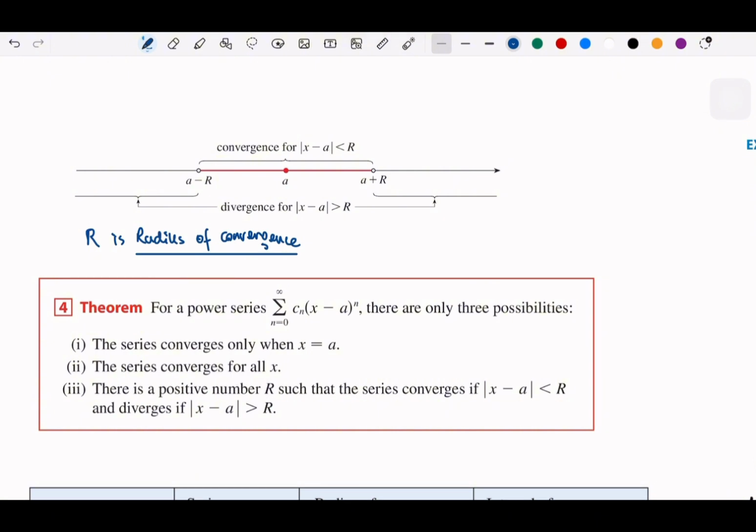Which basically R will be the value when you do the ratio test and you get those values, the value itself will be the R. So you know the distance from the center to the endpoints of the interval. That's it.